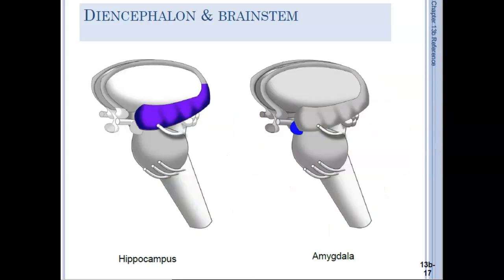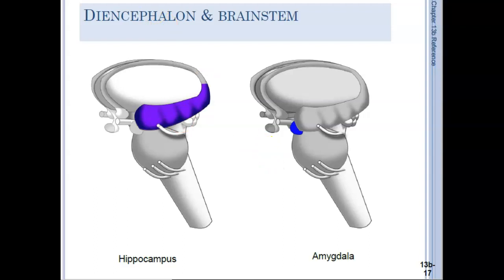Here's the hippocampus. It's a complex brain structure that's embedded deep into the temporal lobe. It has a major role in learning and memory. It is very vulnerable to damage, so oftentimes if you have a head injury and this part gets damaged, then your ability to learn and remember can be affected.